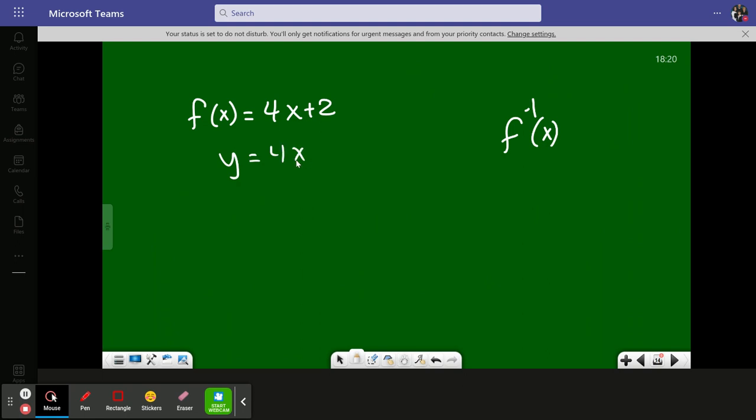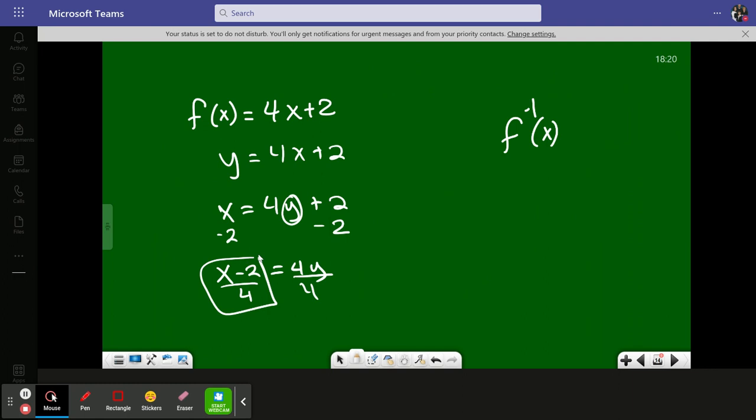4x plus 2. Swap them. X equals, right, getting this y alone. Constant always goes first. Minus 2 equals 4 times y. Divide by 4. So the inverse function of f of x is equal to x minus 2 divided by 4.